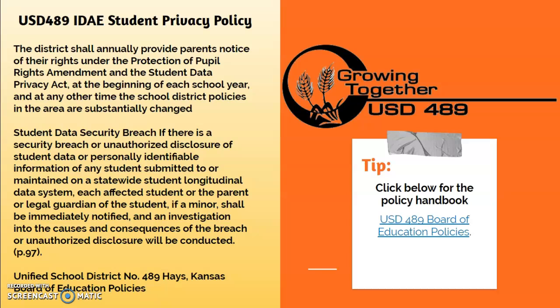Unified School District number 489, Hays, Kansas. And that is the Board of Education Policies. And a tip, so click below for the policy handbook. So by clicking that link, it will take you to all the different education policies.